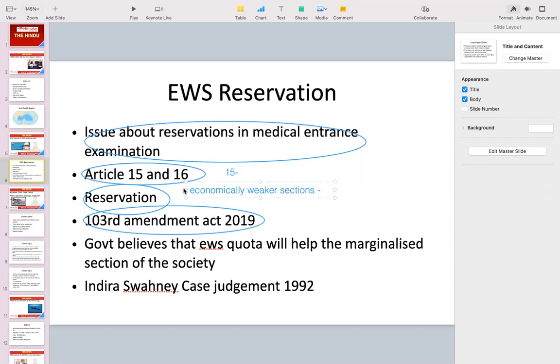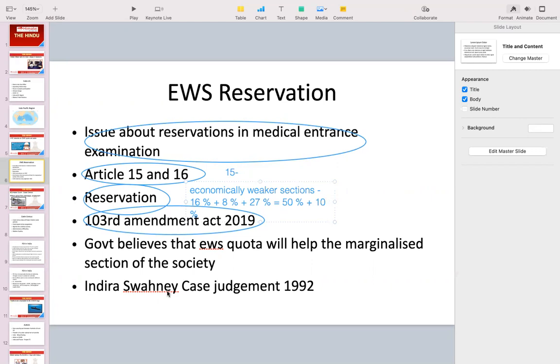See, SC usually have about 16% reservation, plus ST, their population is 8%, so they get almost 8% of reservation. As per backward classes reservation, that is about 27%. Now, this roughly equates to somewhere around 50% of total reservation. Now, EWS has been added to it, and for EWS, 10% reservation has been given. Now, the challenge is, as per the Indra Sawhney case judgment in 1992, a judgment of the Supreme Court, they have said that total reservation cannot exceed more than 50%.